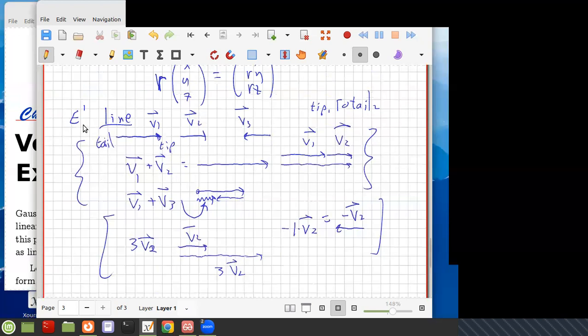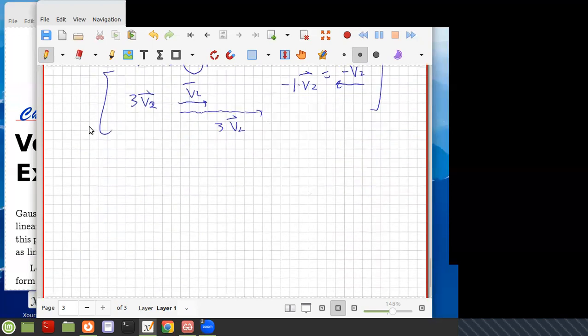Now, this works for E1, but what about E2? Well, your vectors are still arrows in a two-dimensional plane, but they can go in different directions, right?